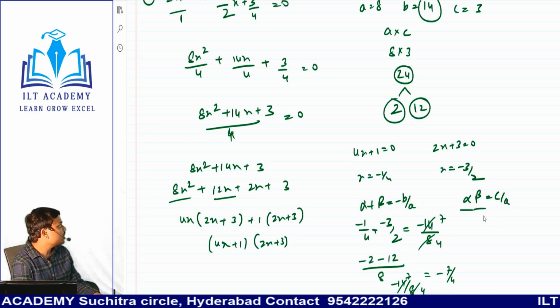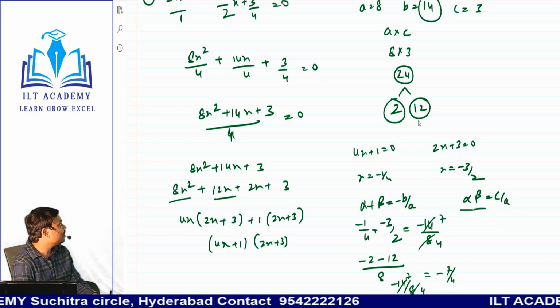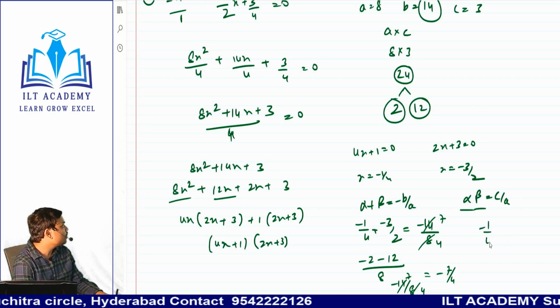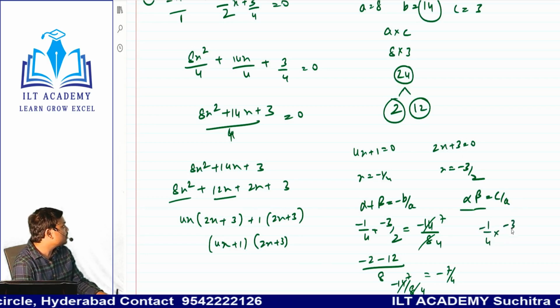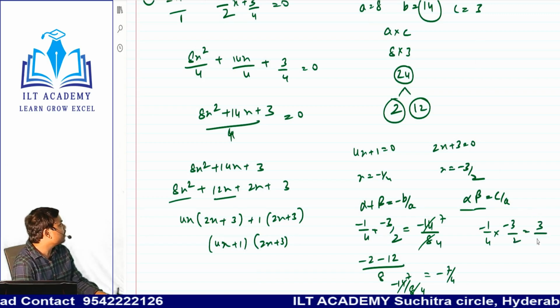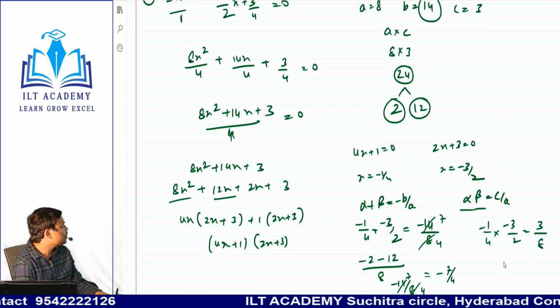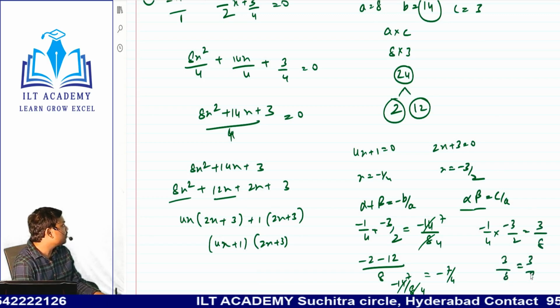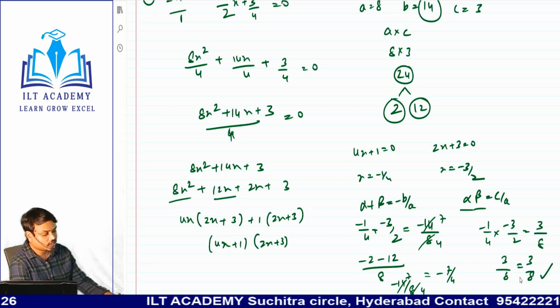Now alpha into beta is equal to what? C by a. Now alpha is how much? Minus 1 by 4. Beta is how much? Minus 3 by 2, is equal to C by a. C is what? 3. A is what? 8. Now if you see, minus into minus is plus, 3 by 8 is equal to 3 by 8. Thereby we have finished this.